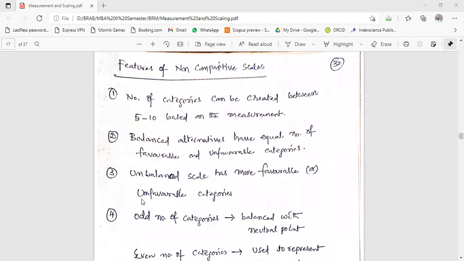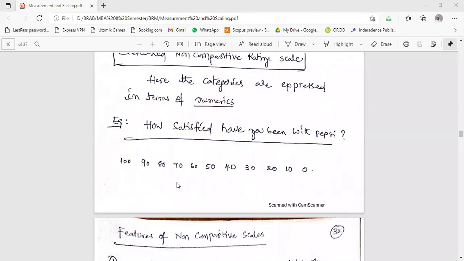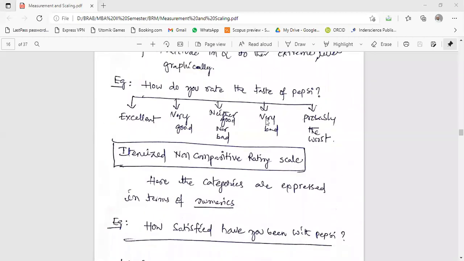Then, balanced alternatives have an equal number of favorable and unfavorable categories. Again, it should be an odd number, not an even number. See here, 5. In between you have to write neither good nor bad, that means we cannot say. If you want to add something more, then you have to add one thing at the left hand side and one thing at the right hand side also.